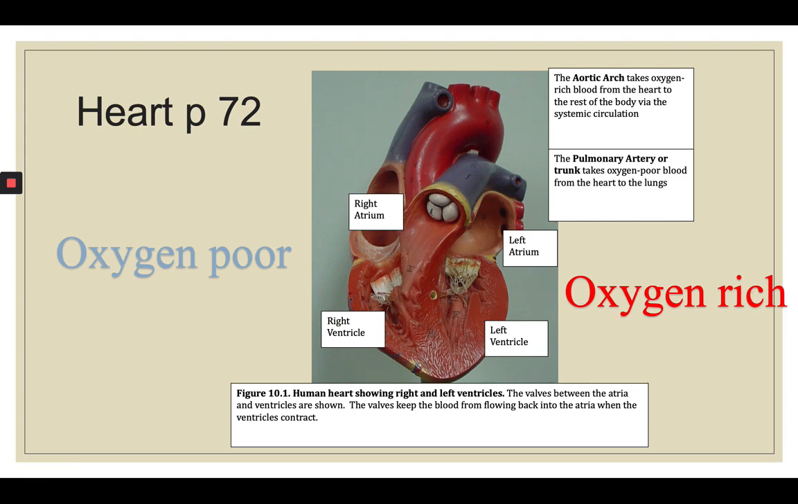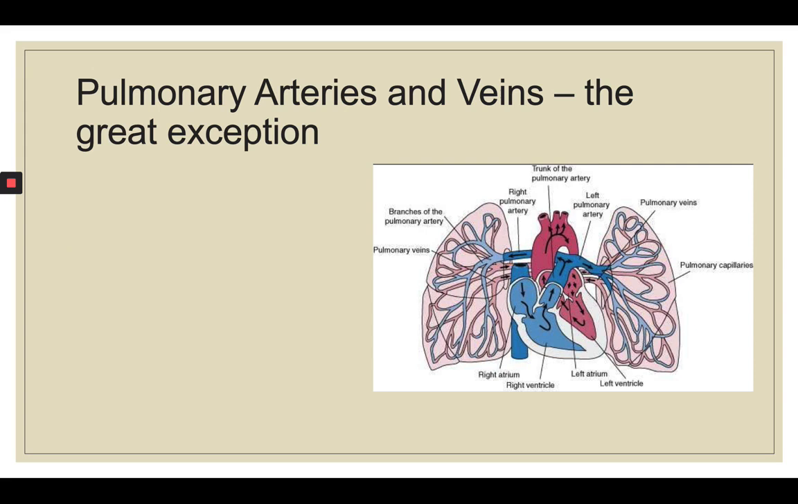We talked about how arteries take blood away and they're oxygen rich, and veins are usually oxygen poor and carry blood back. This is important to note that your pulmonary artery right here is oxygen poor. It's coming from the right side. It hasn't gone to the lungs, so it doesn't have oxygen, but we call it an artery because it's taking blood away from the heart and going to the lungs. So the pulmonary arteries and veins, a great exception.